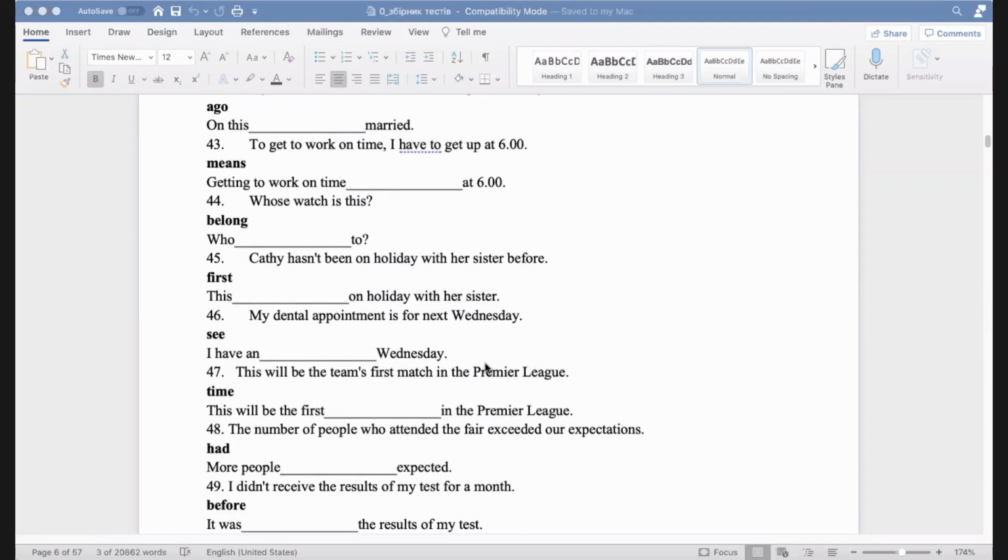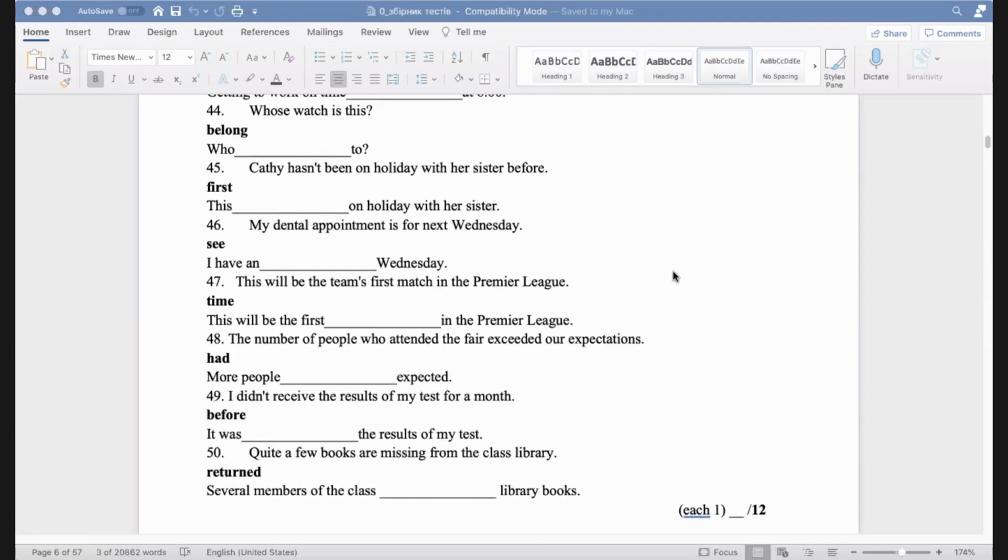Whose watch is this? How to say in other words? Who does this watch belong to? Yes, absolutely right. Great. And only 5 sentences left. So 45.